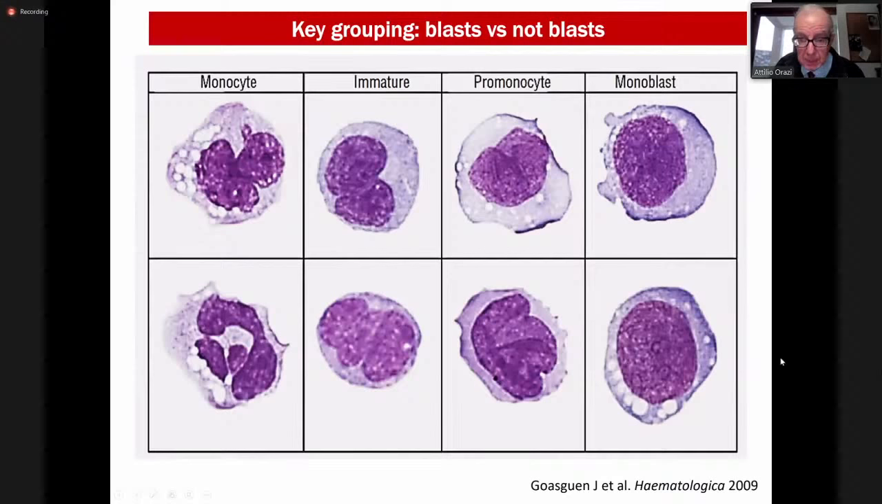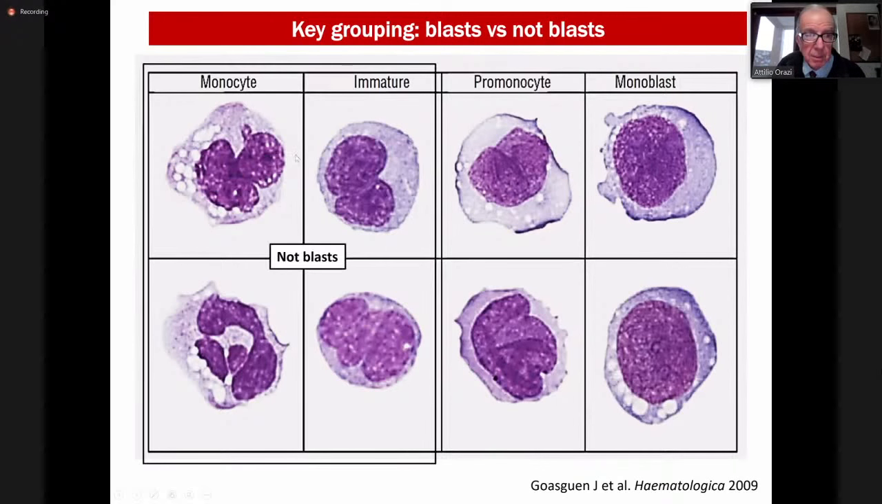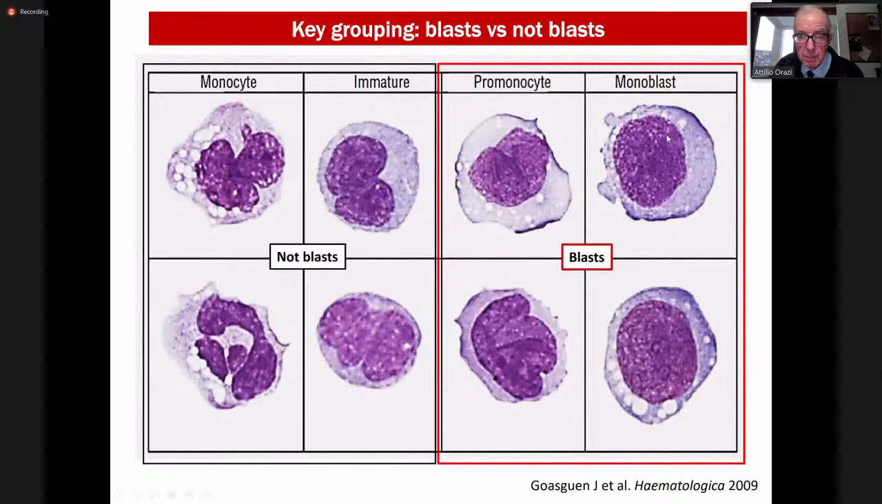This is what Dr. Orazi, well, he tends to present his slide, but it's from Goasguen, the paper in Hematology in 2009. See, it's nice because you put together the monocytes. These are the common ones in the peripheral blood. The immature, they call immature, same thing as abnormal. Those are not blasts. And then you have the promonocyte, the monoblast. Those are all blasts. So you have to help yourself out with pictures and it requires some experience.